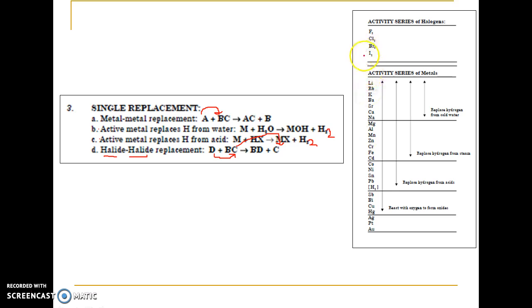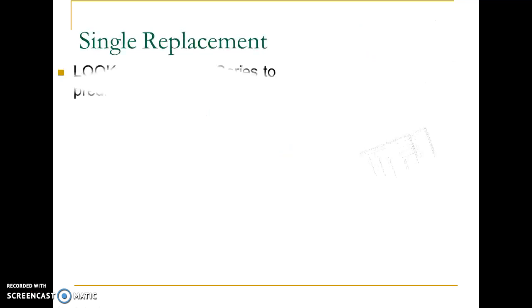We also have an activity series for halogens, and it works the same way. The higher on the list, the more active that element is. If your element that's higher on the list is by itself as a reactant, it will replace the element in your compound. And I'll show you exactly what I mean on the next slide when we practice a few.